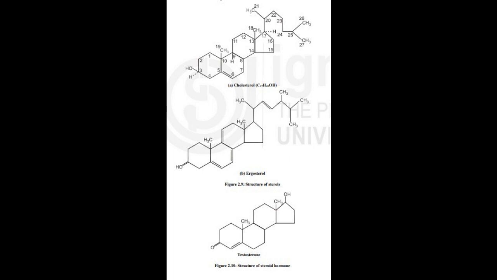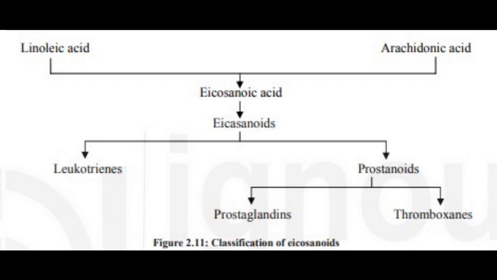Eicosanoids are a family of compounds derived from polyunsaturated eicosanoic acids. They are produced from arachidonic acid, a 20-carbon polyunsaturated fatty acid. Eicosanoids comprise the prostanoids, leukotrienes (LTs), and lipoxins (LXs). Prostanoids include prostaglandins (PGs), prostacyclins and thromboxanes, as shown in figure 2.11.